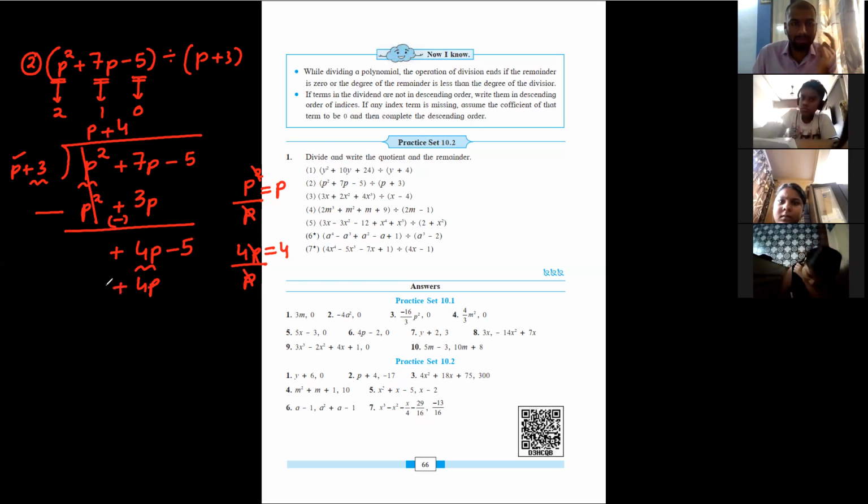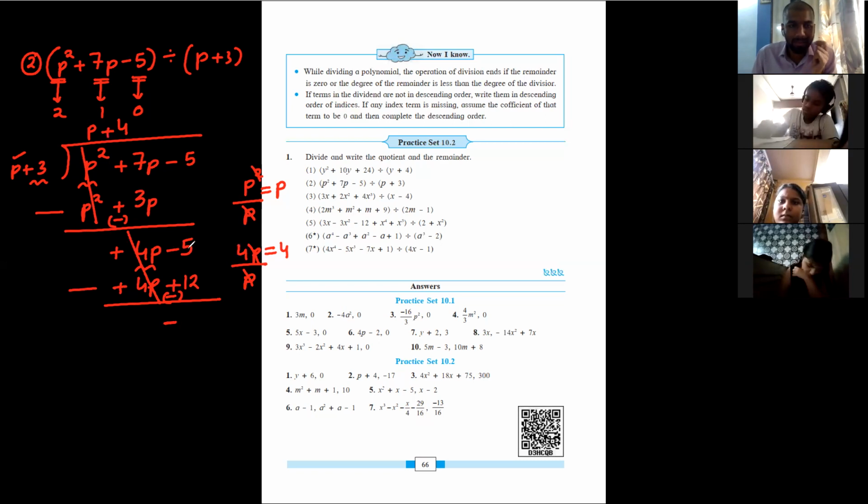The important step which you have to pay attention to: you also have to multiply the 3 with the 4. So 3 into 4 becomes what? It becomes 12. You will subtract. On subtracting, this 4p will get cancelled. This plus will change to what? Minus. Okay, just pay attention to this. Now in 5 and 12, which is the bigger number? It is 12. So I'll put the minus sign down. Always put the sign of the greater number.